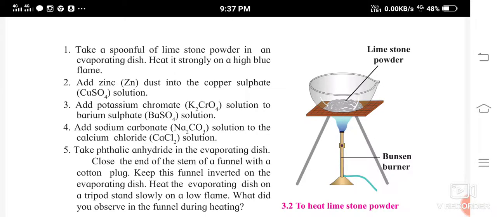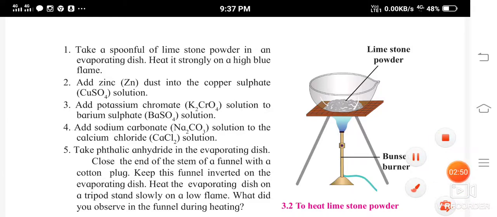See, take a spoonful of limestone powder in an evaporating dish. Heat it strongly on a high blue flame. So what you are going to do? You are going to take limestone powder. So you can see over here, limestone powder is taken there and it is heated strongly.